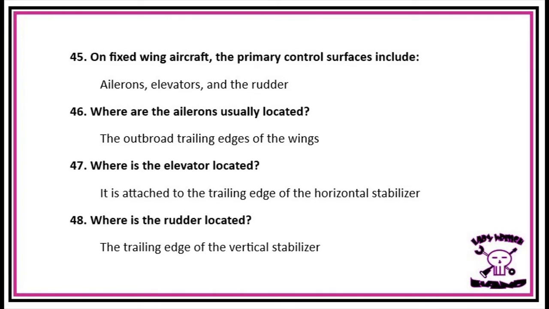45. On fixed-winged aircraft, the primary control surfaces include ailerons, elevators, and the rudder. 46. Where are the ailerons usually located? The outboard trailing edges of the wings.